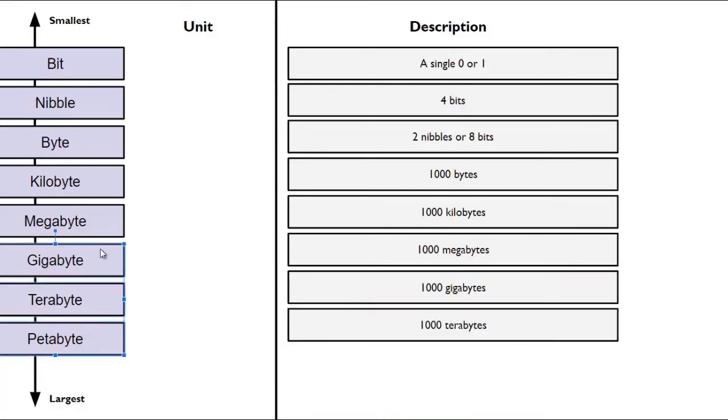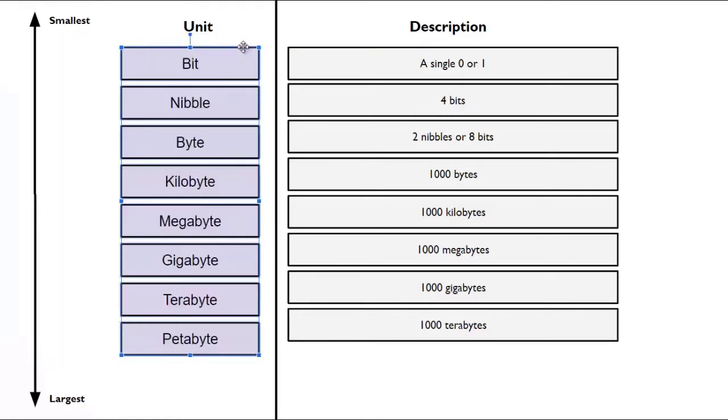Okay, so notice once you get past a byte, everything's in multiples of 1000, and that's really important. So you can then say how many kilobytes in 1 gigabyte, and you simply do 1000 times 1000.